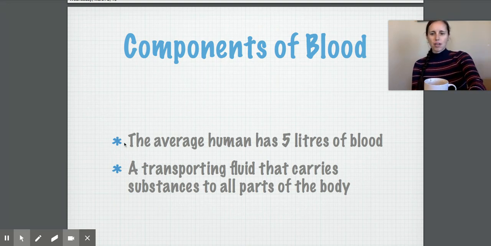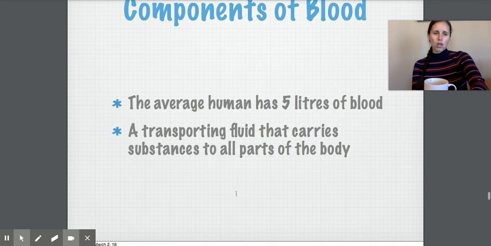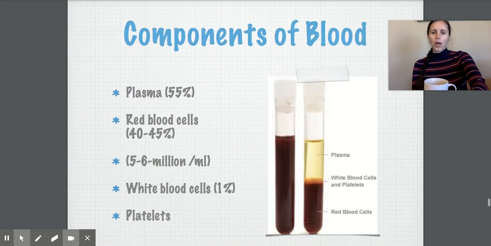A couple fun facts though. The average human has at least 5 liters of blood. So think about those liter Coke bottles we talked about before. Think about 5 of them. You could fill those with blood in your body right now. Blood is the transporting fluid, and it carries substances to all different parts of the body. You have 4 different components to your blood. Those components are plasma, red blood cells, white blood cells, and platelets. So we're going to talk about them in detail.